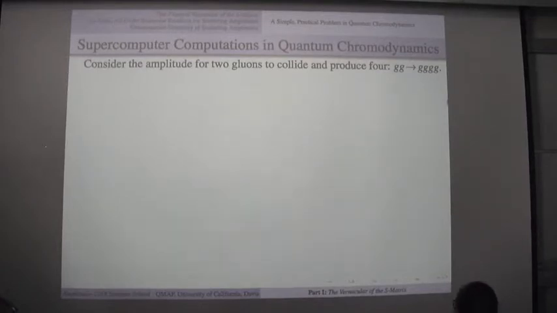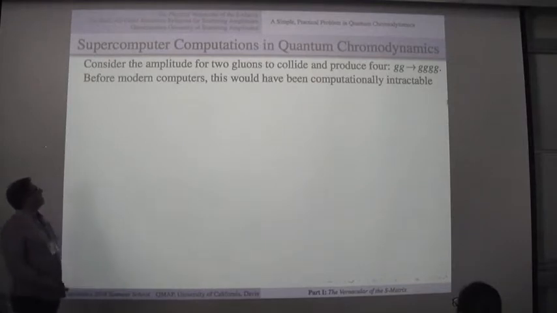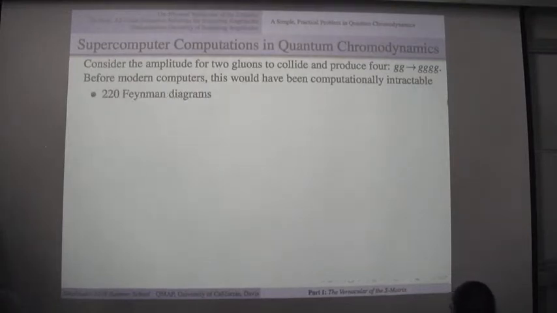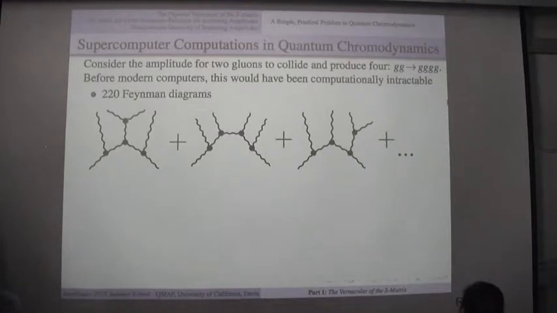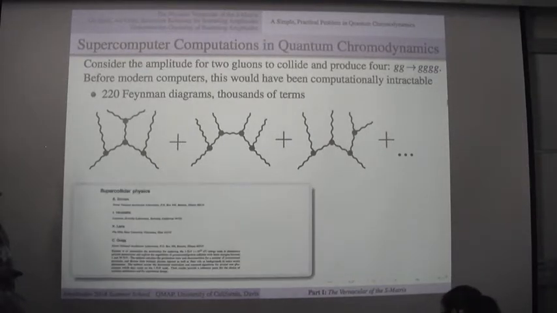This happens millions of times a second at the LHC, and it's important. But it's hard. In fact, I think it's safe to say that it would have been intractable before modern computers. And I actually mean that in a very literal sense. Why? It's 220 Feynman diagrams, thousands of terms, and if you tried to approach this from the point of view of most quantum field theory textbooks, you wouldn't even be computing the amplitude, you'd be computing the cross section, you'd be squaring this. You're talking about millions and millions of terms. You're not going to do it on pen and paper. And this was literally considered computationally intractable.